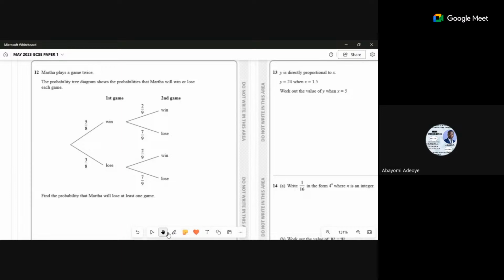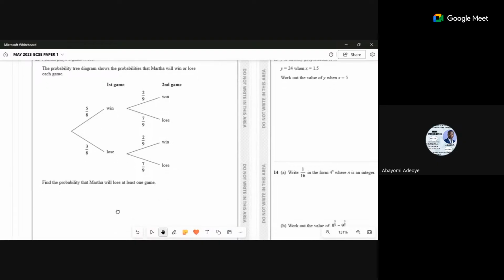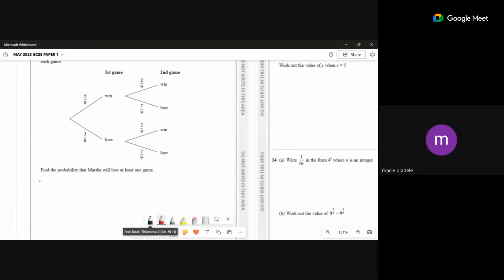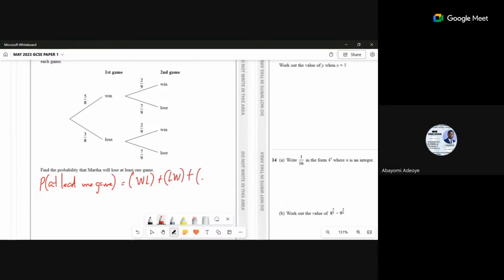What's the interpretation? You remember in our last class? At least one game, from the diagram, that means win, lose, right? Yeah. Okay, that is win, lose, plus what? Plus lose, lose. Lose, win. Then plus what? Lose, lose. Lose, lose, lose. Okay, so can you compute this from the diagram?